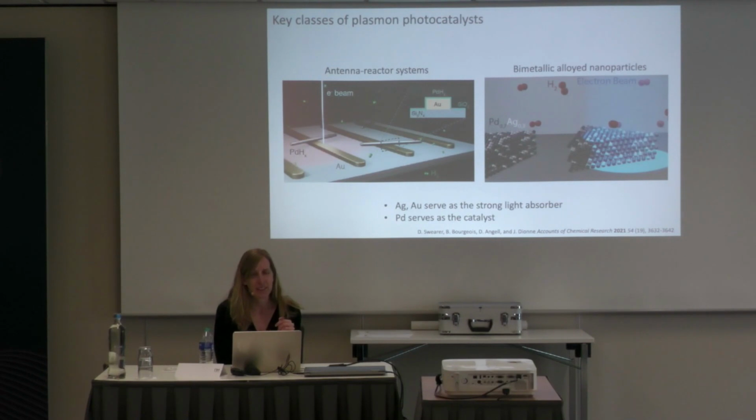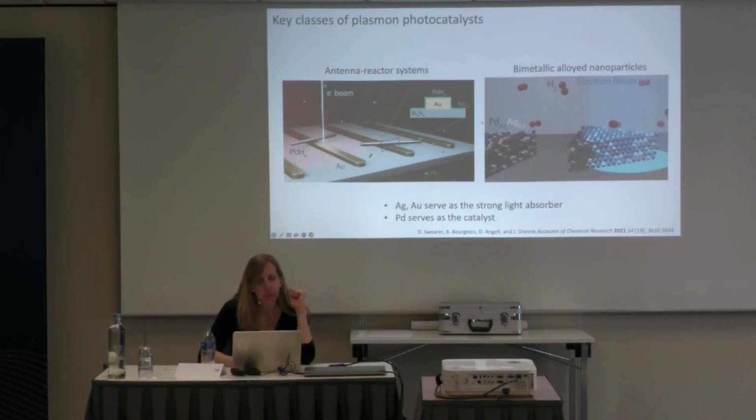So I think when you look at the landscape of plasmon photocatalysis, there are two key classes, one of which is antenna reactor systems. This is a little more similar to what you might find in certain biological systems like photosystem 1 and 2, where most catalytic nanoparticles are intrinsically not the best light absorbers. They're very chemically reactive, but maybe not very good light absorbers at visible wavelengths, especially if you want to use sunlight.